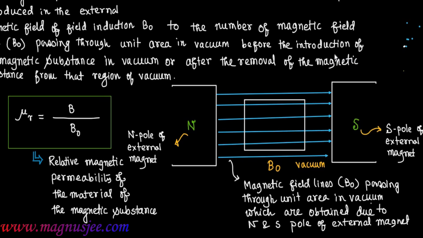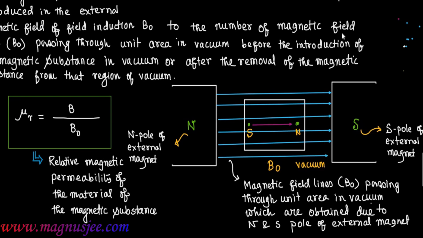Now a magnetic substance is introduced in this external magnetic field B0. S pole is induced at the nearer end of the external N pole of the magnet, and N pole will be induced at the farthest end with respect to the north pole of the external magnet.